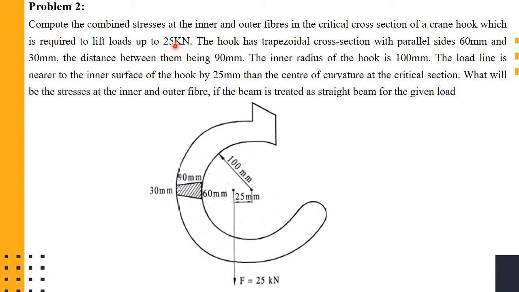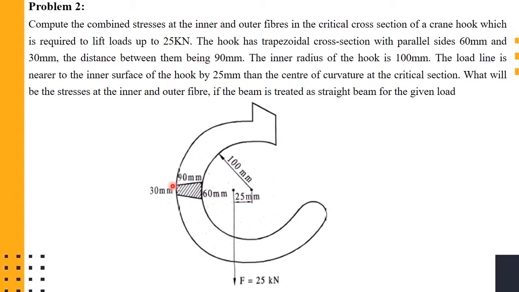As it is given here, the crane hook is required to lift loads of 25 kilonewton. It has to lift around 25 kilonewton, and it is said that the hook has a trapezoidal cross section. Whatever cross section we are going to consider in this hook will be of trapezoidal cross section, and it has parallel sides, two sides of a trapezoid. The width is 60 mm and 30 mm.